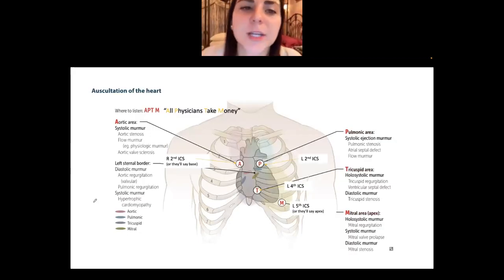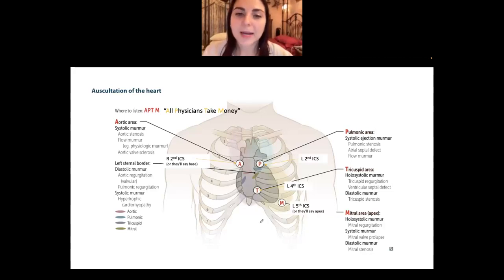So this is auscultation. I don't know if you know the APTM mnemonic. This is a first year thing. Me and my friends thought about it as "All Physicians Take Money." In terms of the locations they're telling you when the doctor's auscultating, the aortic valve is the right second intercostal space, or they'll say base of the heart. Pulmonic valve, left second intercostal space, tricuspid valve, left fourth intercostal space, and then mitral valve, left fifth intercostal space. Or for the mitral valve, they might even say the apex of the heart.